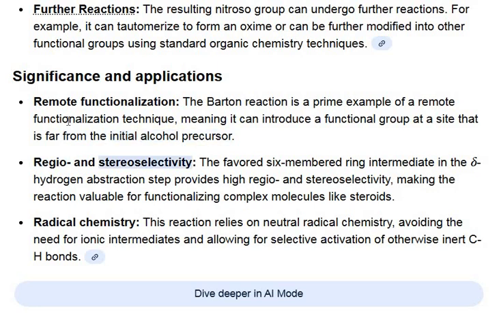2. Regioselectivity and stereoselectivity. The favored 6-membered ring intermediate in the hydrogen abstraction step provides high regioselectivity and stereoselectivity, making the reaction valuable for functionalizing complex molecules like steroids. And 3. Radical chemistry. This reaction relies on neutral radical chemistry, avoiding the need for ionic intermediates and allowing for selective activation of otherwise inert C-H bonds.